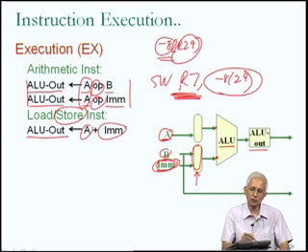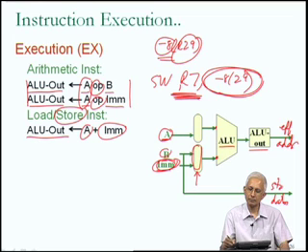So, as far as the load or store instruction is concerned, ALU out will contain the effective address, in other words the effect of subtracting 8 from R29, and the other arrow down here is going to contain the store data coming out of the B register.